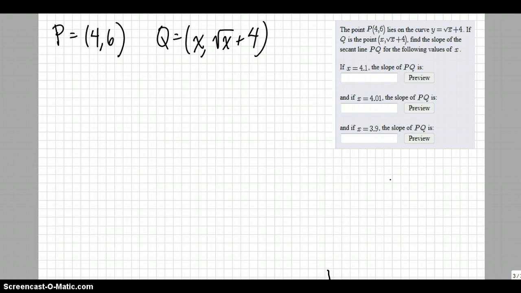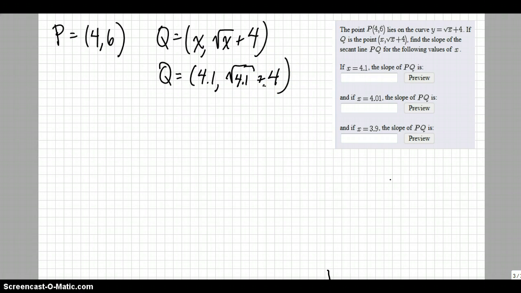They give us 2 points, the point P, (4, 6), and this point Q that they're going to plug a variety of different values into that's also on the curve. It's at x, square root of x plus 4. So the first value they tell us to plug in is 4.1. So the first one we're going to look at is Q equal to 4.1, the square root of 4.1 plus 4.